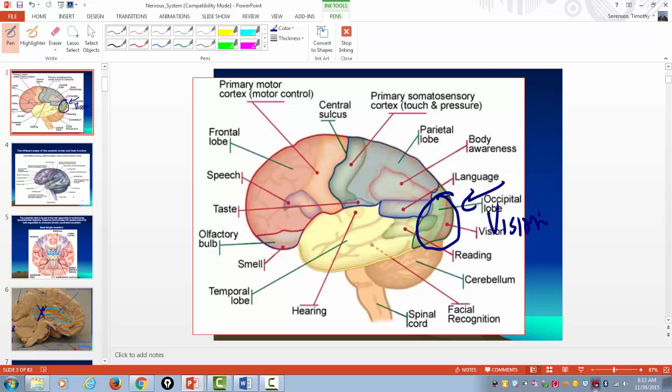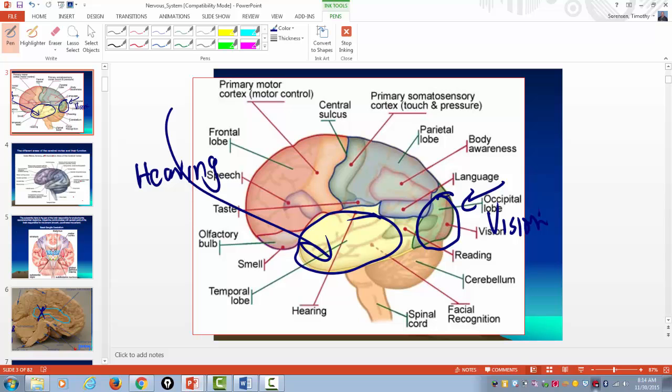Then we have the temporal lobe, the side. It's a big function. The temporal lobe is involved in hearing. So it will take neural input from the cochlea, and it will interpret it into sound. So the primary auditory cortex is in the temporal lobe.